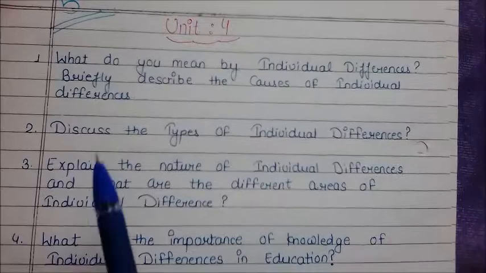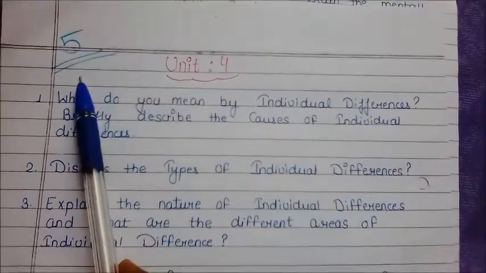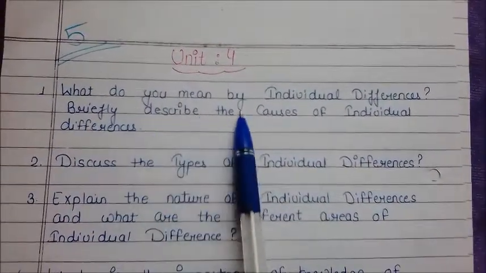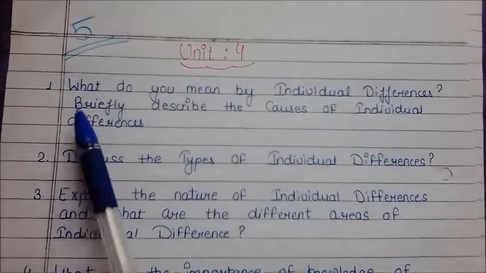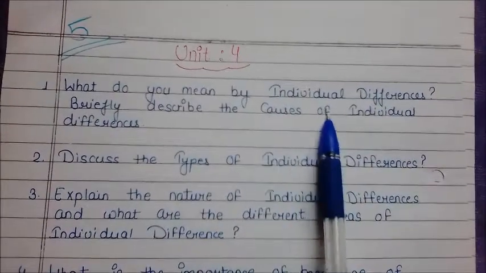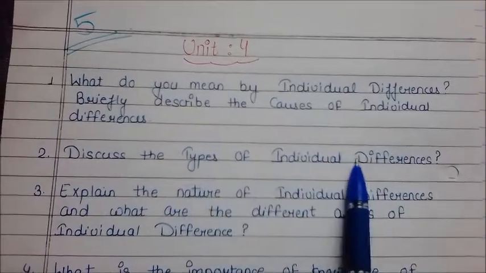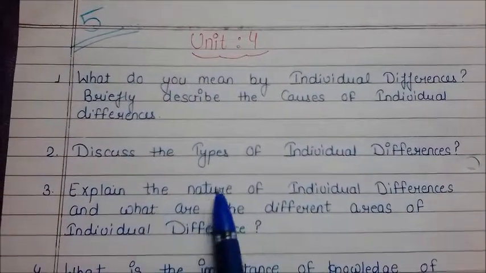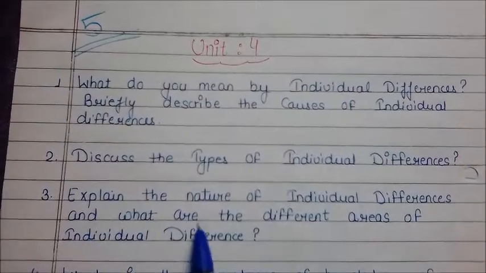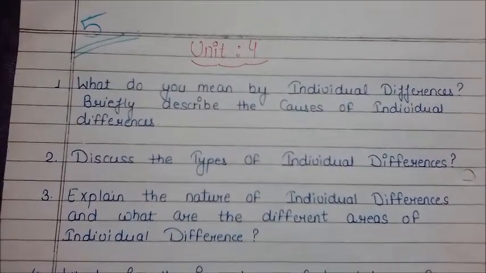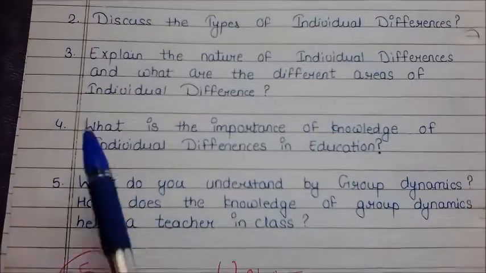Now come to unit 4th. It consists of only 5 questions. First, what do you mean by individual differences? Briefly describe the causes of individual differences. Second, discuss the types of individual differences. Explain the nature of individual differences and what are the different areas of individual differences.